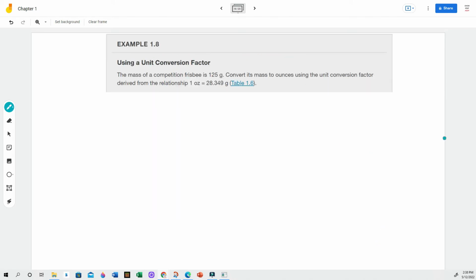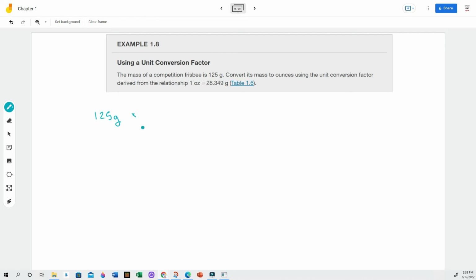On to example 1.8. We are now practicing conversions. The mass of a competition frisbee is 125 grams. Convert its mass to ounces using the unit conversion factor derived from the relationship 1 ounce equals 28.349 grams. So we can also use table 1.6 as well for all of our conversion factors. Okay, so we have a frisbee that is 125 grams. What we need to do is set up our conversion factor such that our grams cancels and we're left with ounces in the numerator.